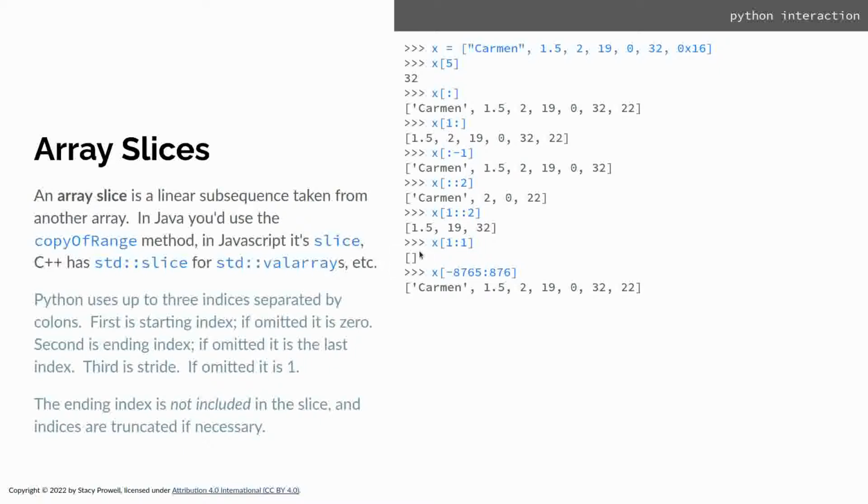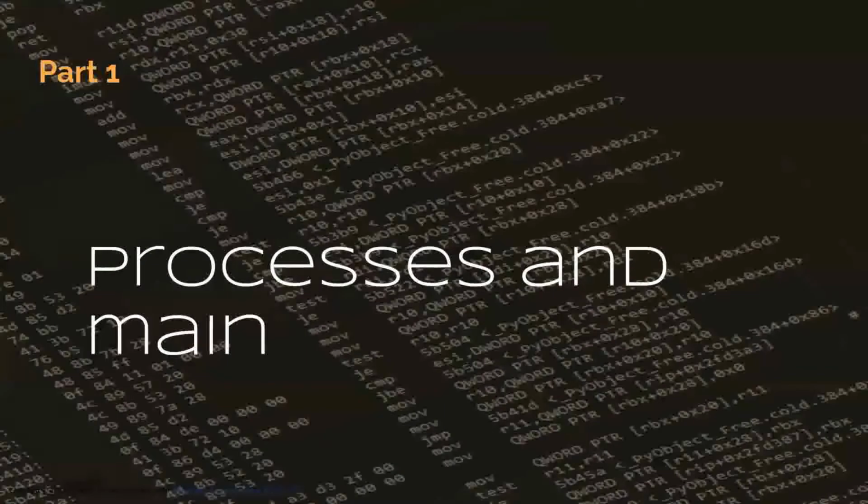And Python is perfectly fine with me asking for crazy things. It will do a best effort to give me back what it has. So for example, here I say, I want the array from position -8765 up through position 876. Those are clearly insane numbers, but Python happily accepts it and gives me back, in this case, the entire array. So it's pretty tolerant of you doing some crazy stuff, which can hide errors in your program, but can be useful in other regards. There you go. So some quick information on slices and arrays in Python.